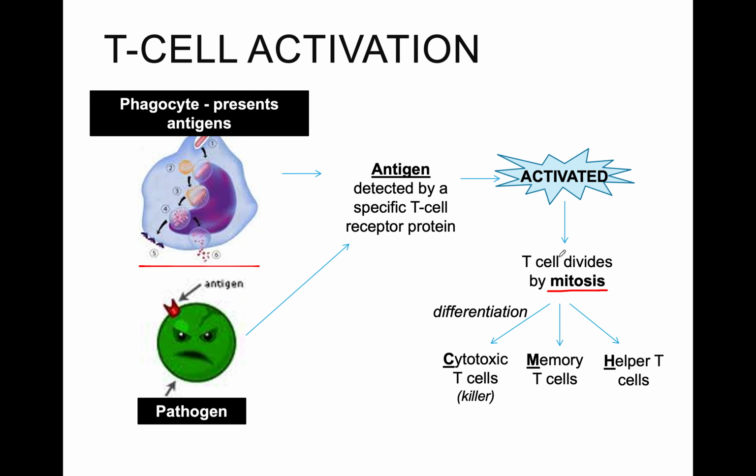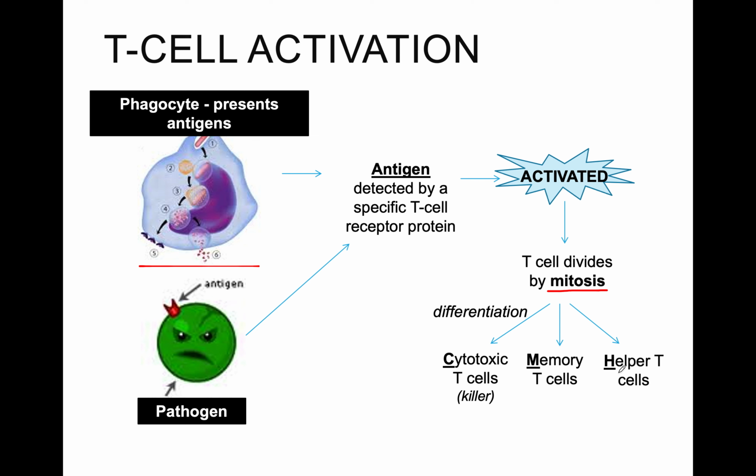Okay, so as they're dividing by mitosis, they can differentiate into different types of T lymphocyte. There are cytotoxic T cells, sometimes referred to as killer T cells. You can imagine what they do, but we'll look at that in a bit more detail in a minute. There are memory T cells, and just like the memory B cells, they remain in the blood and in the lymph for months and years after that infection.